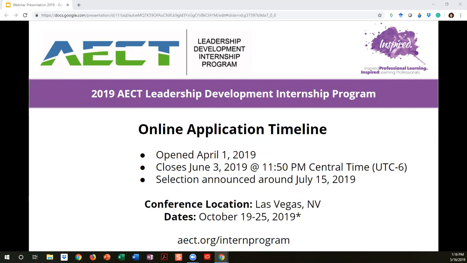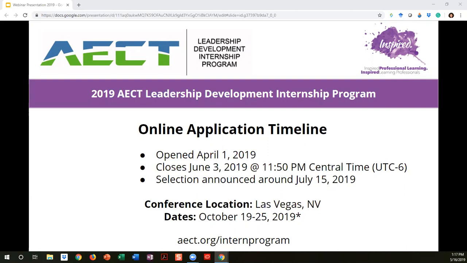All right, so speaking about those timelines, the application for this year opened on April 1st, and it closes on June 3rd at 11:59 p.m. Central Time. And then the selection of this year's intern class will be done around July 15th, and that is usually done in conjunction with the 2019 Summer Leadership Meeting, which will be held in Bloomington, Indiana this year.